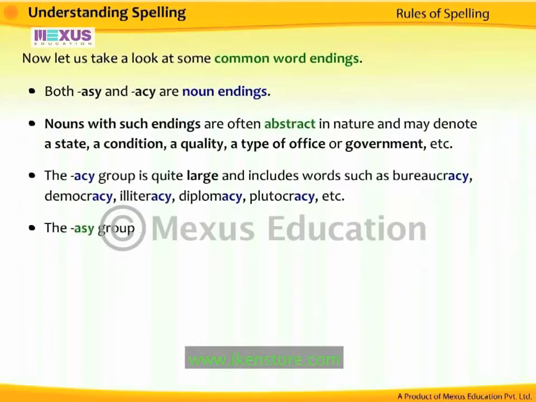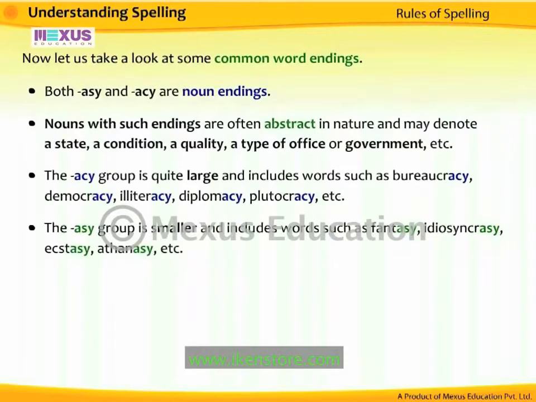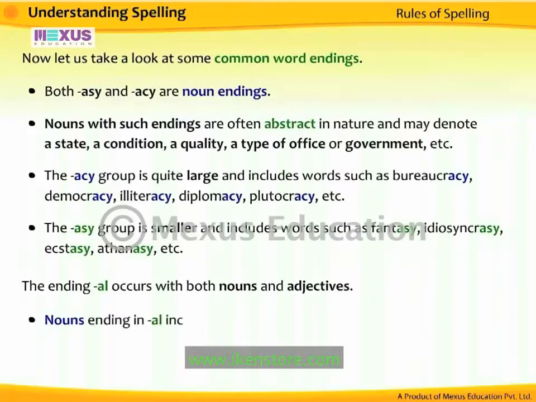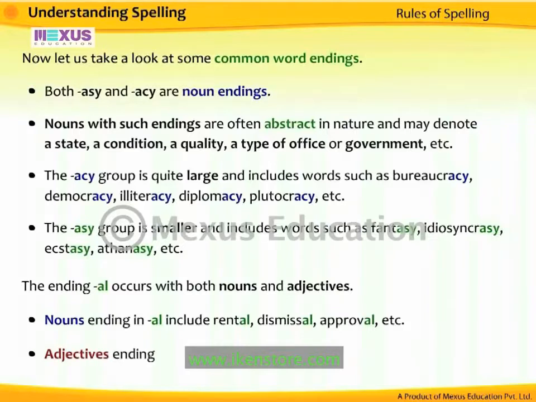The ASY group is smaller and includes words such as fantasy, idiosyncrasy, ecstasy, athanasy, etc. The ending AL occurs with both nouns and adjectives. Nouns ending in AL include rental, dismissal, approval, etc. Adjectives ending in AL include tropical, central, dental, geographical, etc.